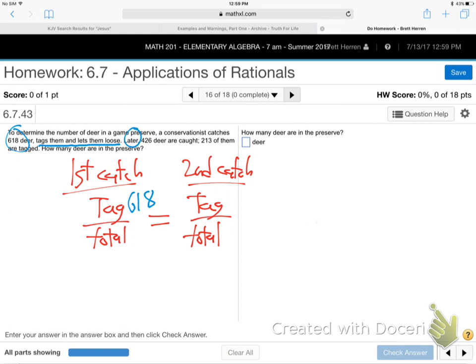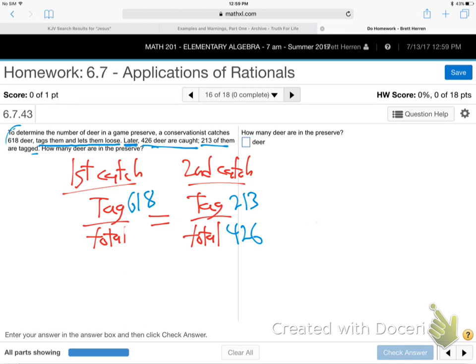Later. See the word later? That means here comes the second catch. Later, 426 deer caught, 213 are tagged. So 213 tagged over 426. See how they're giving me those numbers? So first catch, 618 tagged, caught, tagged, and released. Second catch later, 213 were tagged out of 426 that they caught later.